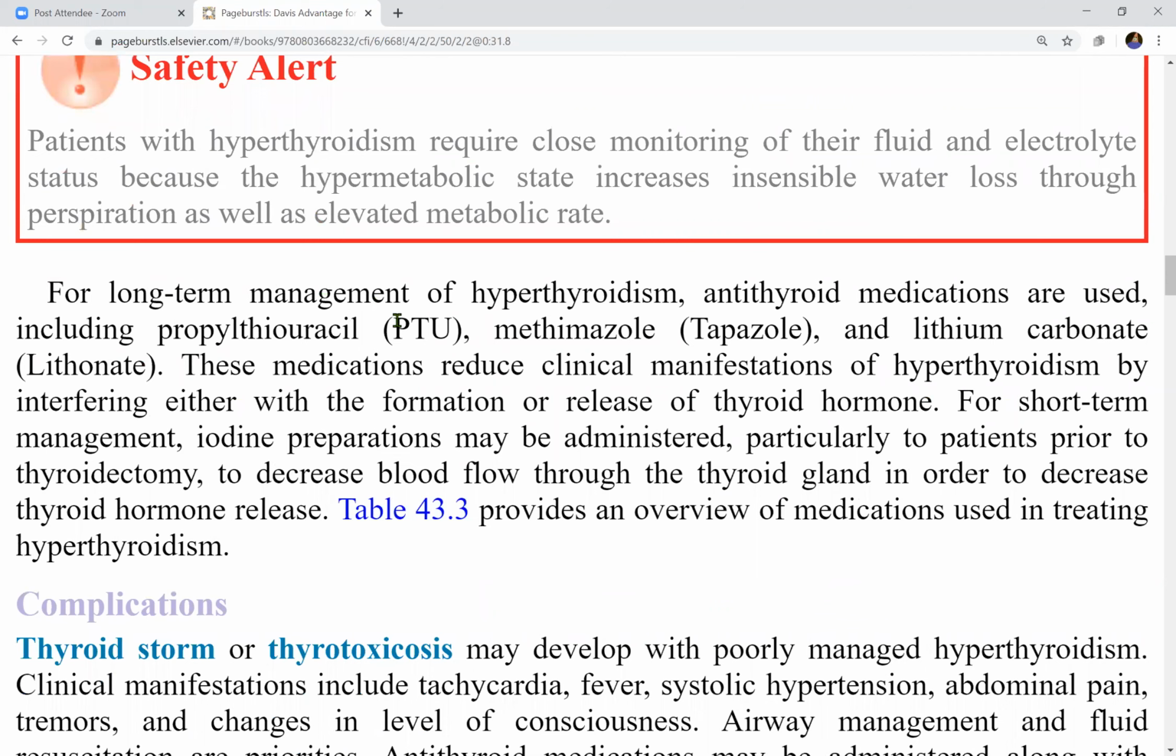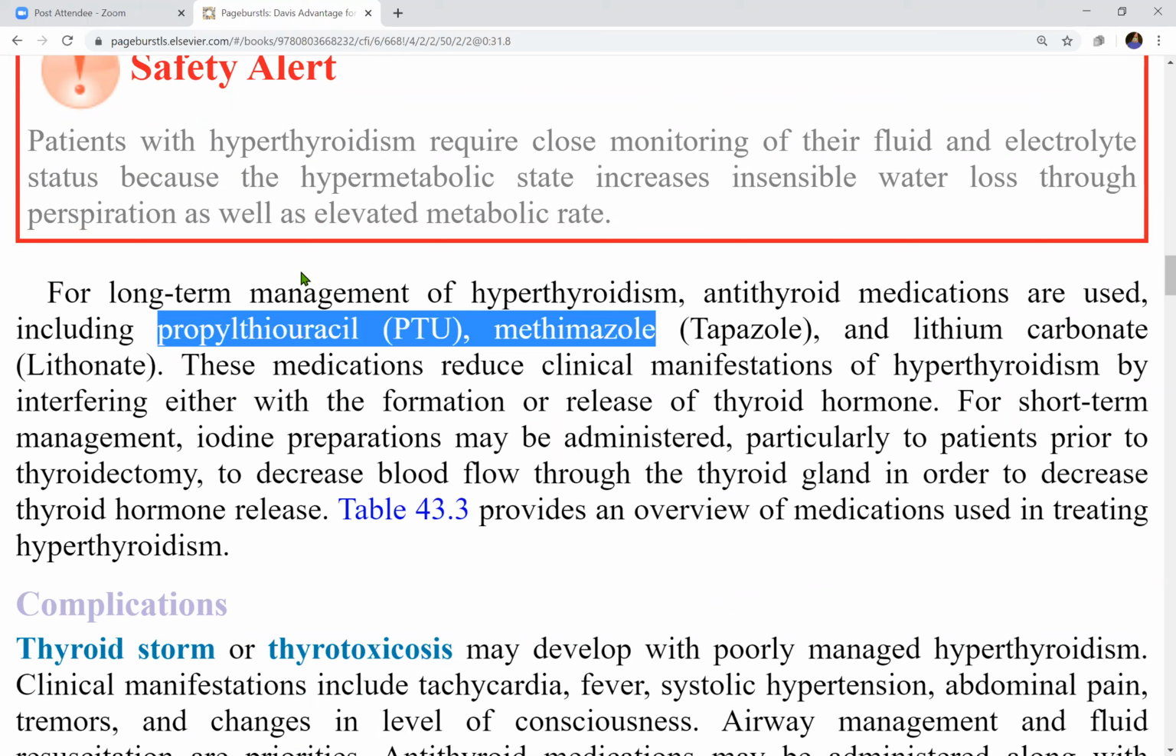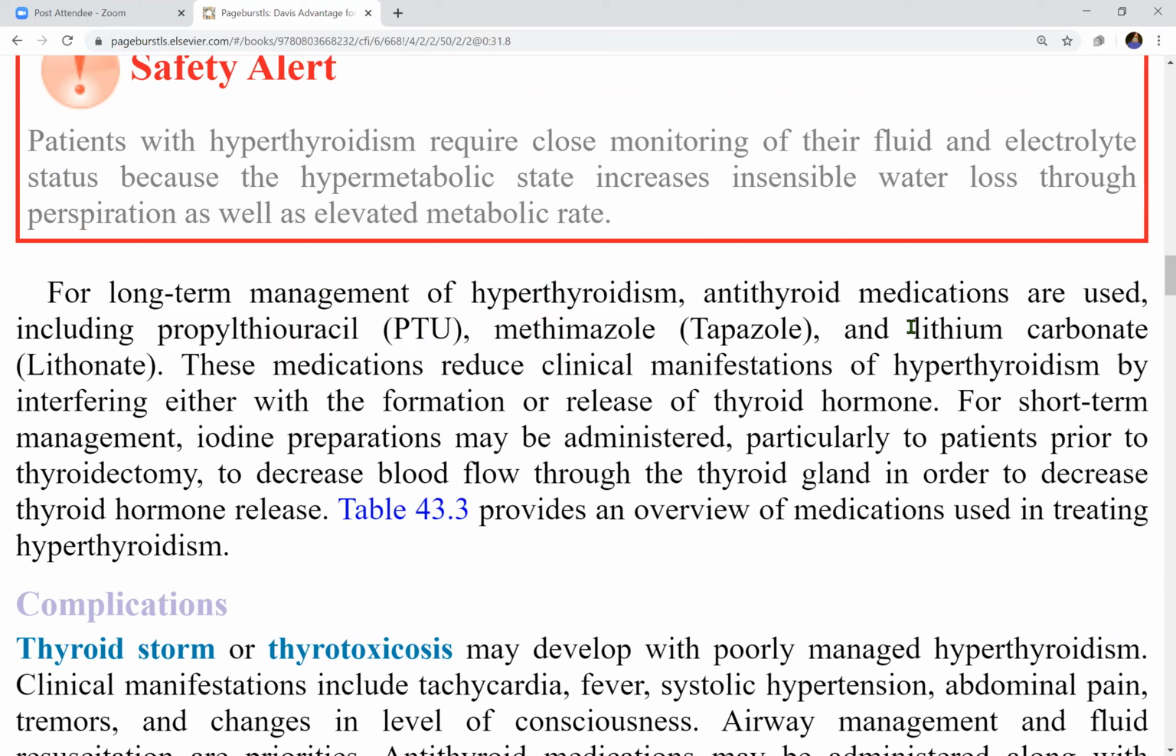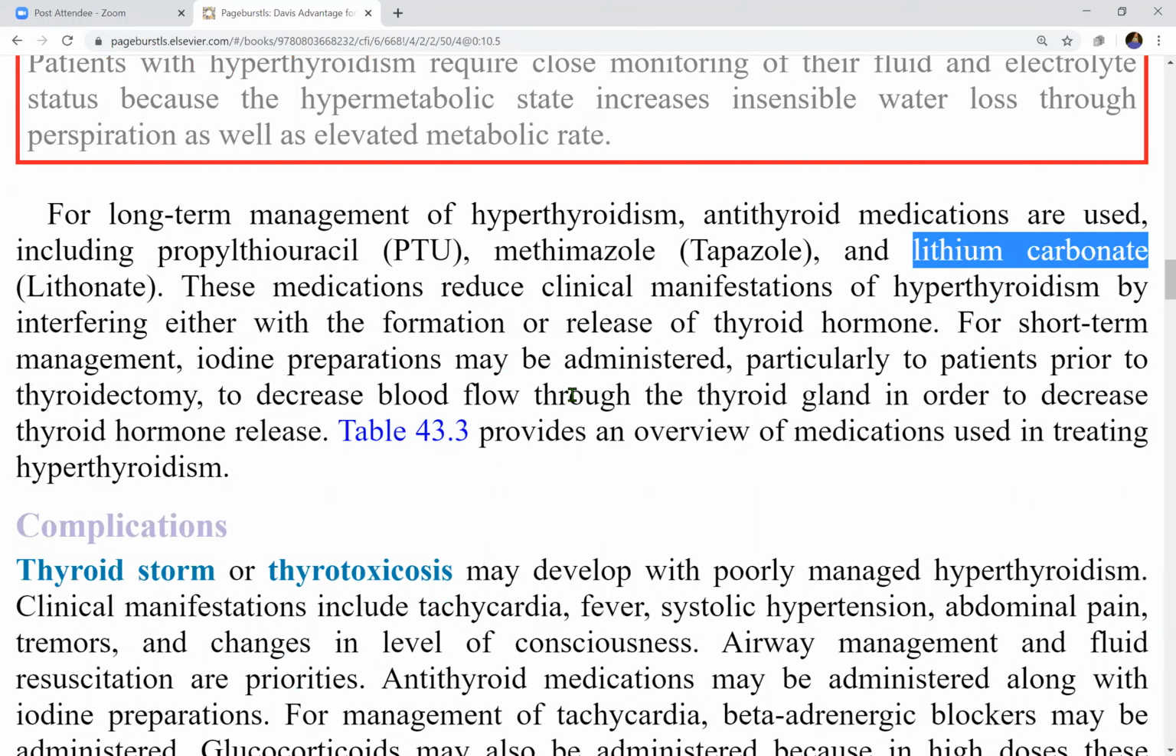And then for long-term management, we have two choices here. We have PTU and methimazole. Both are thionamides. And a third drug will be lithium. Although between the three, PTU and methimazole are used more frequently because of the side effects of lithium.